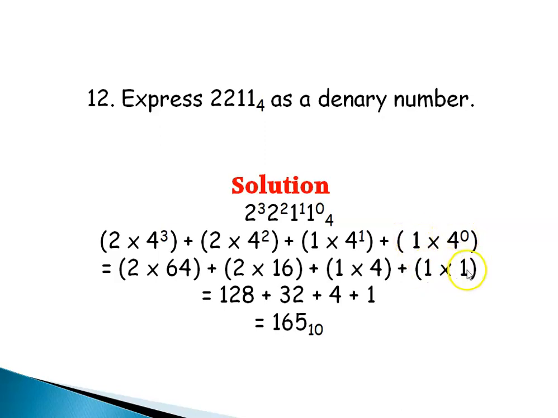So 1 times 1. And then I do my multiplication. 2 times 64, 128. 2 times 16, 32. 1 times 4, 4. 1 times 1, 1. And then 128 plus 32 plus 4 plus 1 will give me 165 base 10. Remember to write your base 10. Is that taken? Very good.